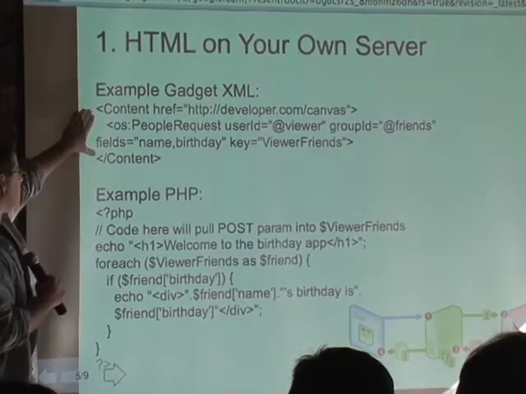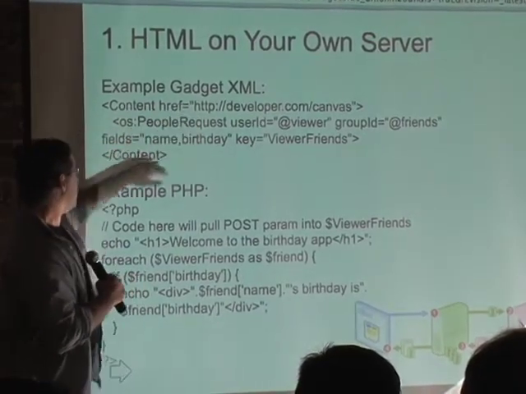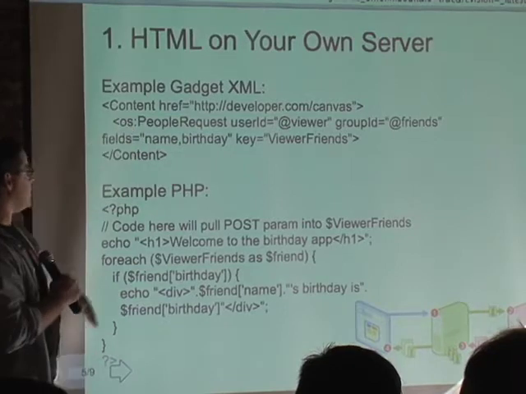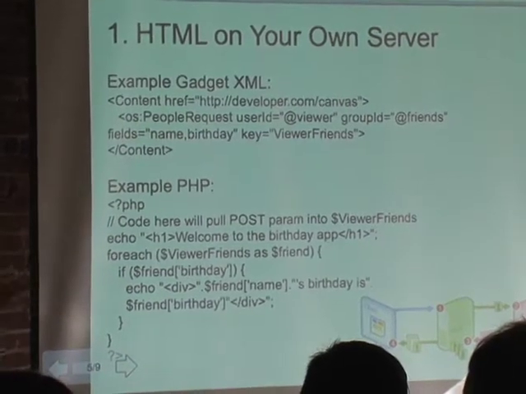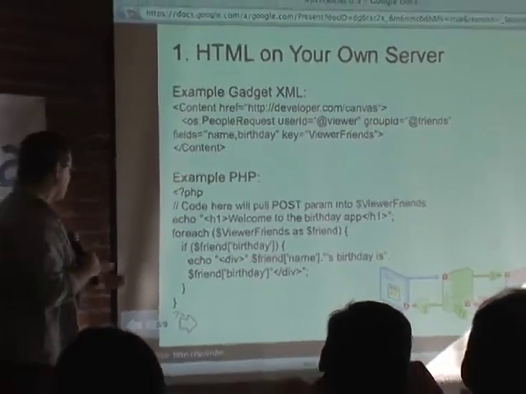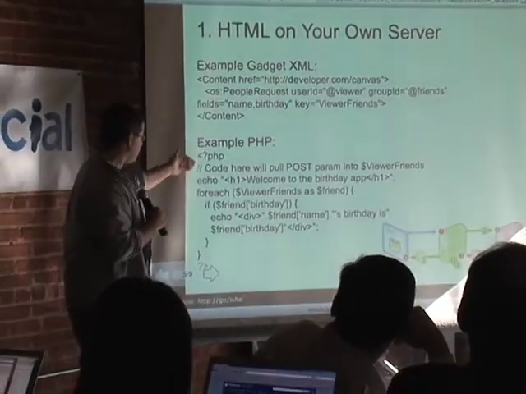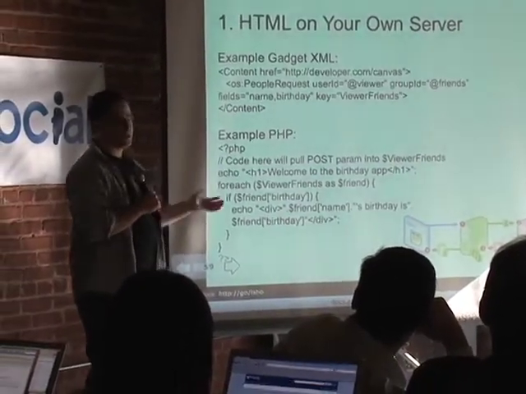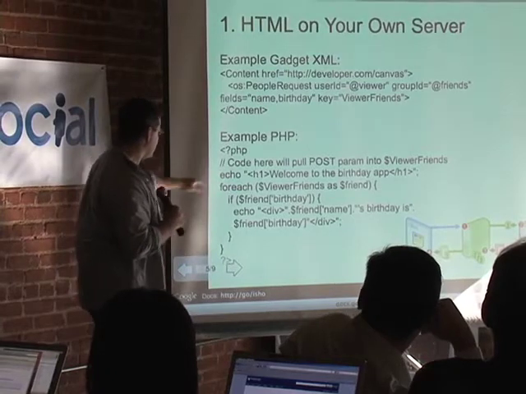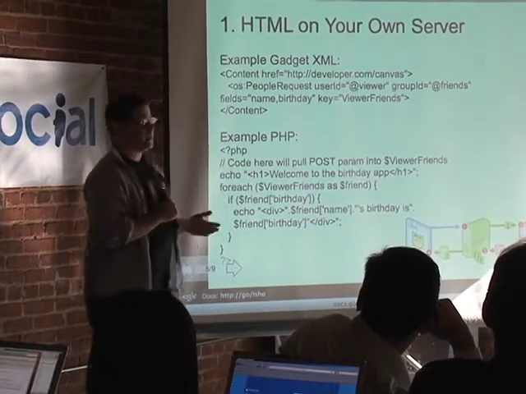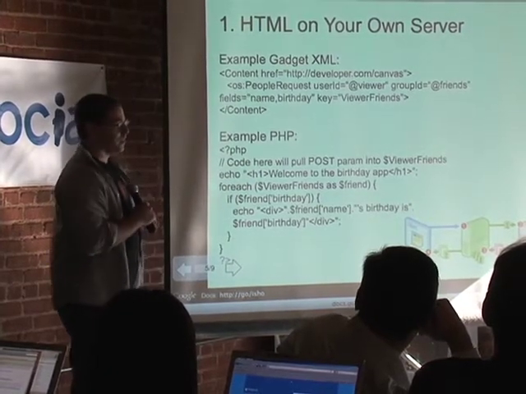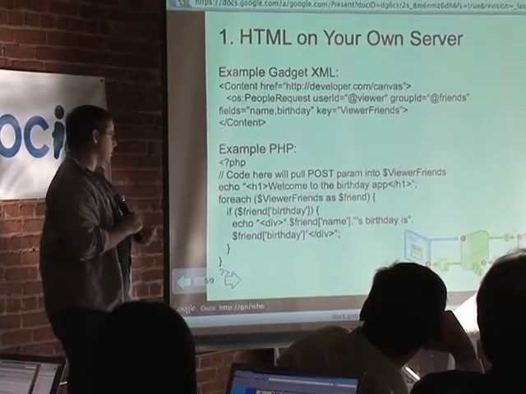So up here, content href equals your server, and this OS people request says, hey, this is the data I want you to send over to my server. And then on your server side, you have your PHP or your ASP or JSP or whatever server language you like, and you take the post parameter and put it into viewer friends. So the post parameter will come in as probably JSON, although we're finalizing the details.